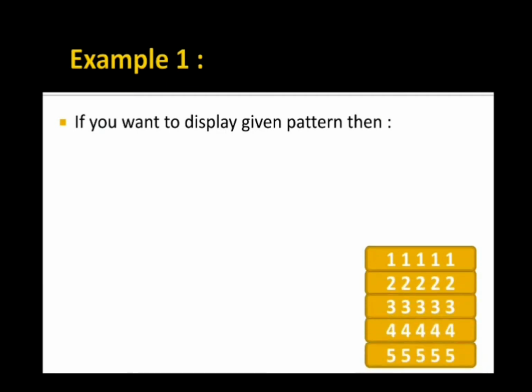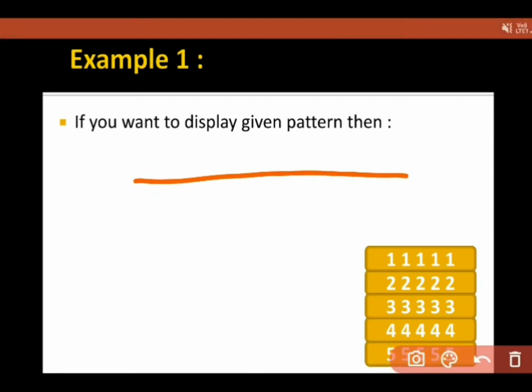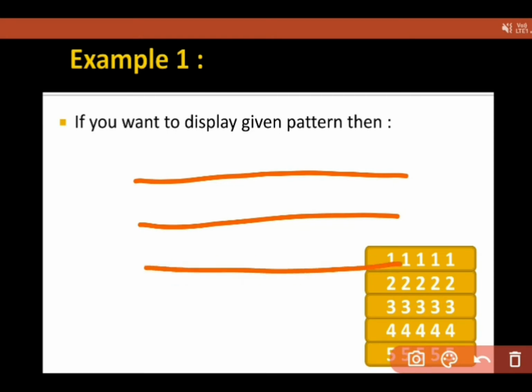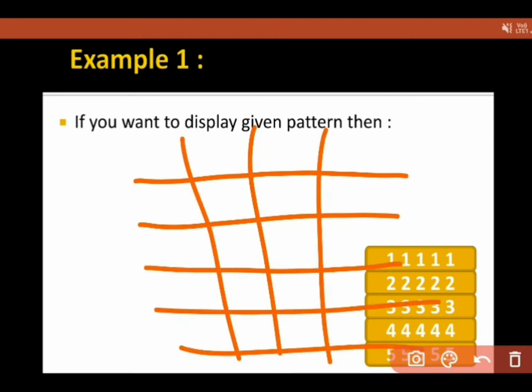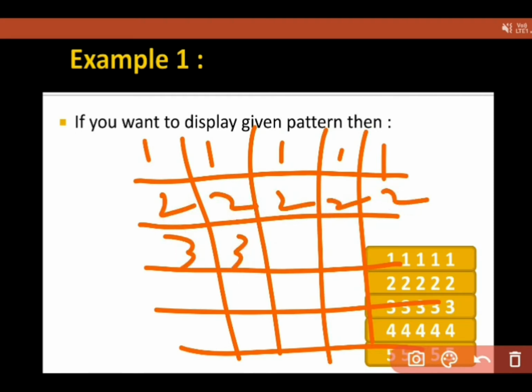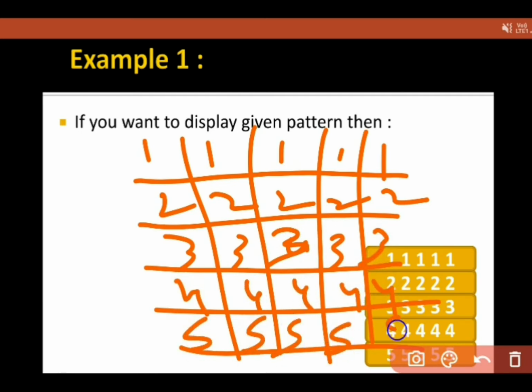See, in each and every row, what is row first of all? The horizontal line is row. In each row, I'm having five columns. Here we are placing 1 and then 2 and then 3, 4 and then I'm writing here 5.